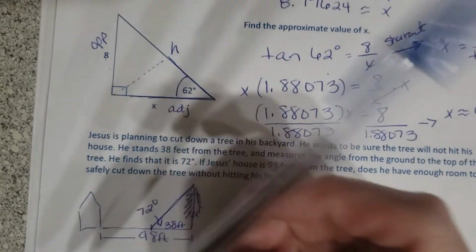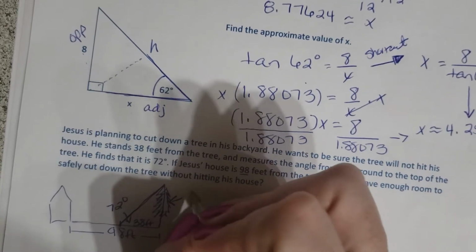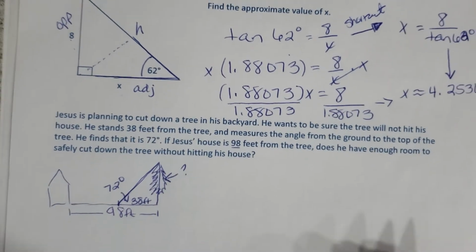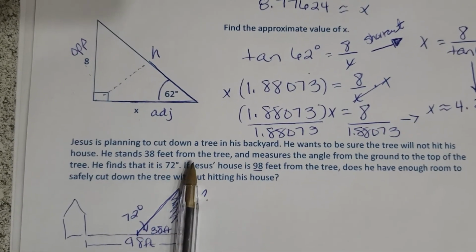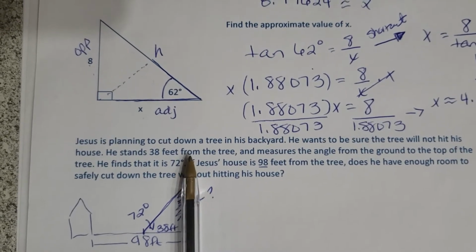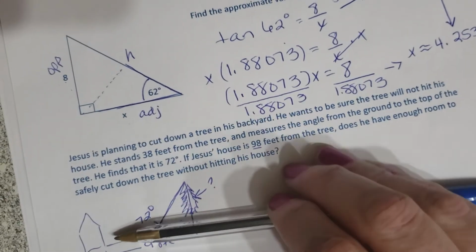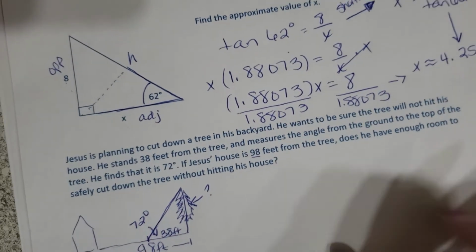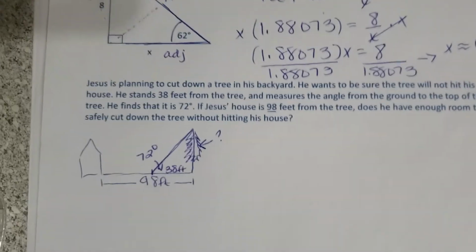So what we want to know is this side of our triangle. We want to know how tall the tree is. We want to know if, when that tree gets cut down, this drawing is not to scale, by the way, if that tree falls, is it going to clear his house or is it in danger of hitting his house? Okay, so we've got our drawing.